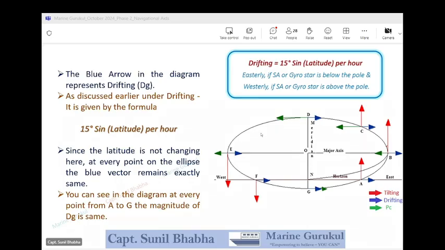Okay, I have already explained this to you. The blue arrow in the diagram represents drifting. It is given by 15 degrees sine of latitude. The latitude for now is not changing, we are considering a stationary observer, and since the latitude is not changing, at every point on the ellipse the blue vector remains exactly the same. You see the magnitude of the blue vector is the same at all the points, and also since the entire ellipse is below the pole, the drifting is easterly. So that was the drifting part. Let's move ahead now.